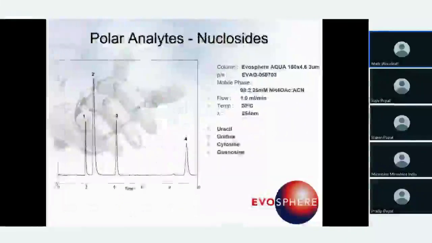And we can do things like nucleosides, nucleotides on this particular column because it has this polarity, because it likes the more polar analytes. So again, predominantly C18, but with a different type of selectivity attached, which means that we can do the more polar analytes on these EVOSPHERE Aqua columns. So remember that you're still gaining high efficiency, you're just adding in the correct selectivity by the correct choice of stationary phase.